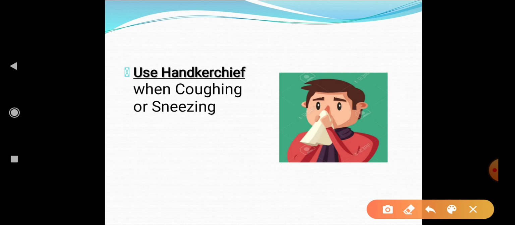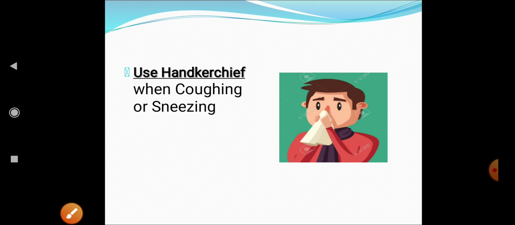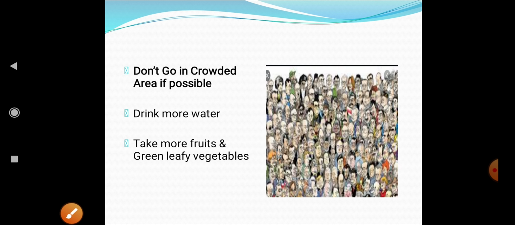When you are coughing or sneezing, you have to use a handkerchief. Remember that it is the most important step. And even if you see someone who is coughing or sneezing, advise him to use a handkerchief. So you have to use a handkerchief while coughing or sneezing.